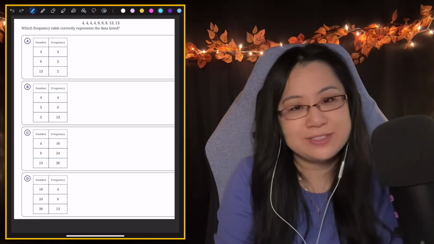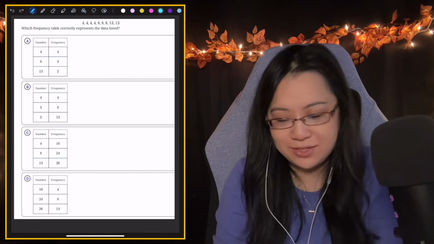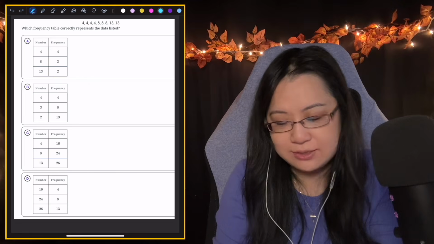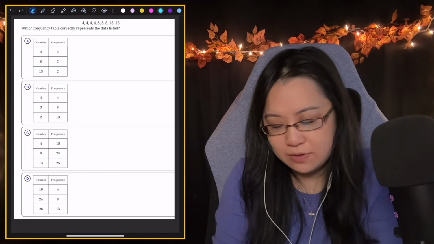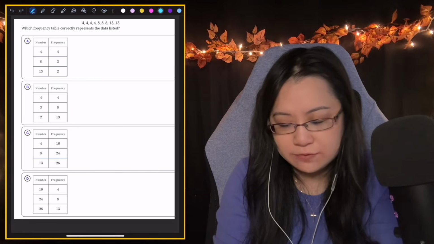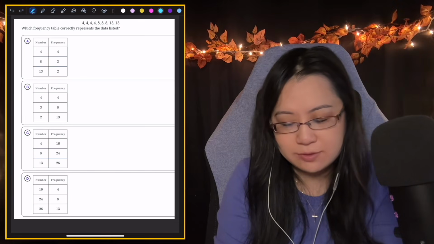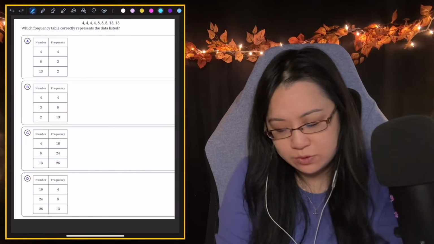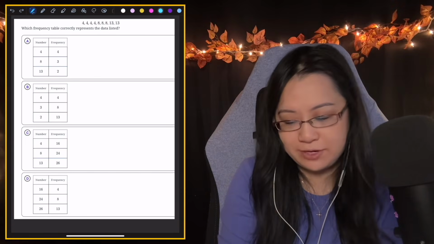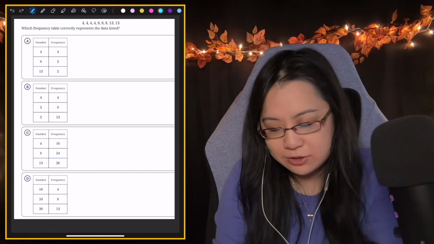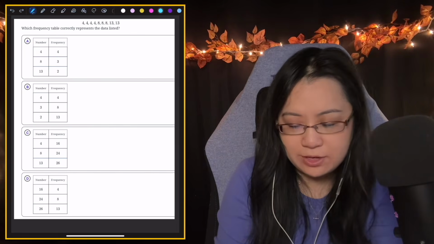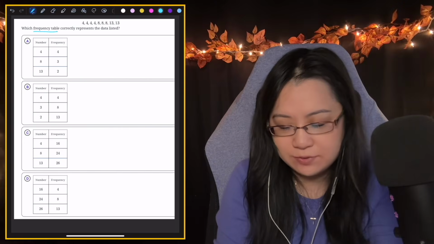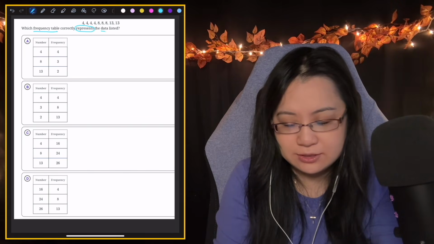So here's the first question. I see a list of numbers, and the question says, which frequency table correctly represents the data listed? And this is a multiple choice question, right? So I'm going to underline some of the key ideas here. We are picking a frequency table that represents the data listed.